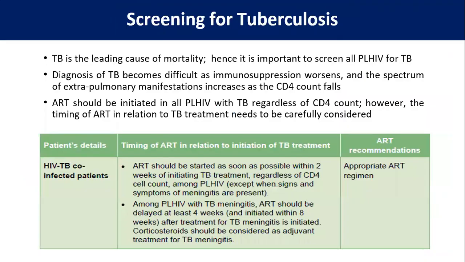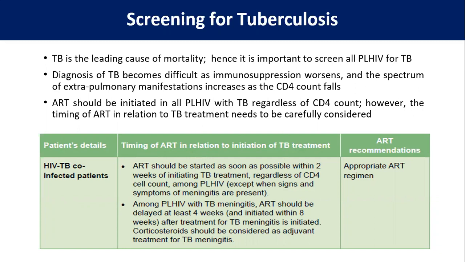Now, how to screen tuberculosis? TB is the leading cause of mortality. Hence, it's important to screen all PLHIV, and diagnosis of TB is difficult as immunosuppression worsens because the extrapulmonary manifestation of tuberculosis becomes more prominent and more evident when the CD4 count falls. ART should be initiated in all PLHIV with TB, regardless of CD4 count. However, the timing is different.